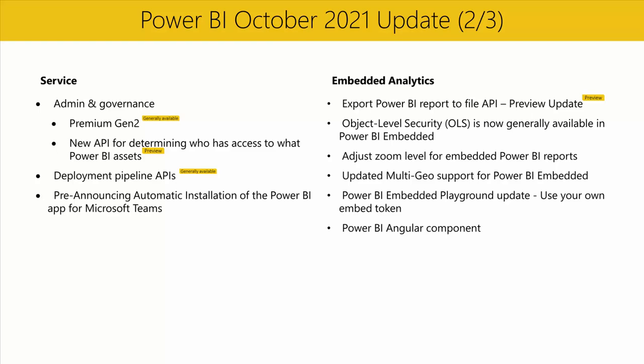We expect the Export Power BI report to file API to become generally available by the end of November 2021. Next, aligning with the Power BI Premium and Pro, we are moving the object level security feature from public preview to general availability in Power BI Embedded as well.